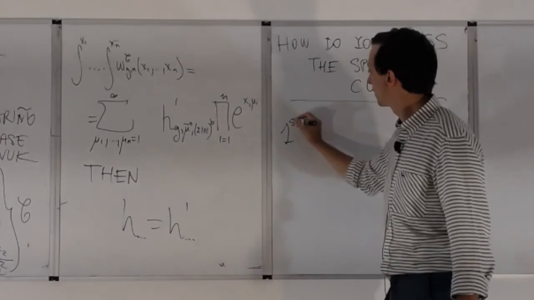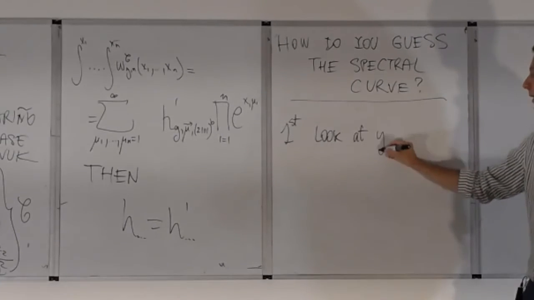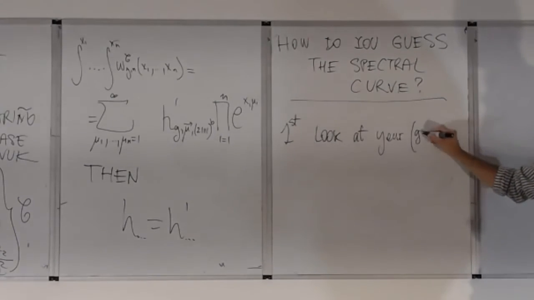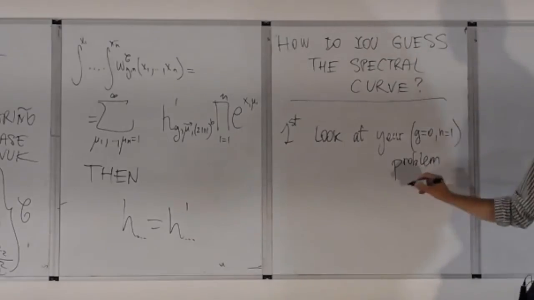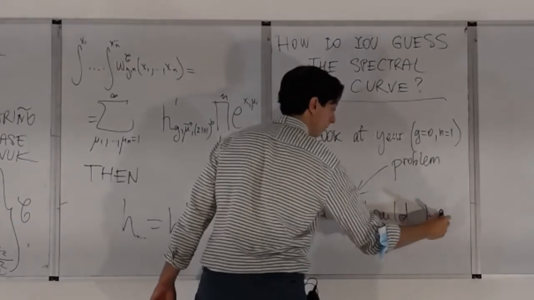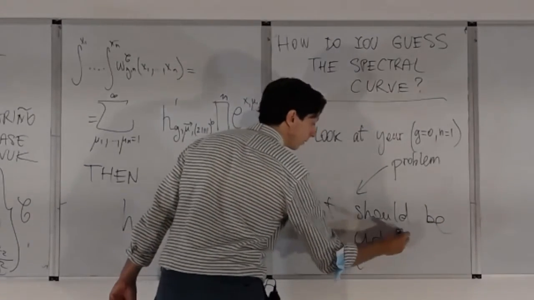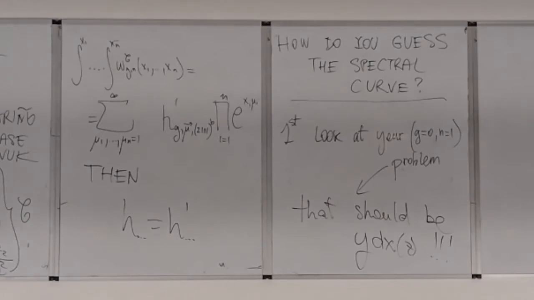First, look at your genus 0 one boundary problem. That should be y dx. That's something many people do. I think this is the most frequent method in some sense. Maybe Bertrand will not agree, but he's not here, so fantastic.